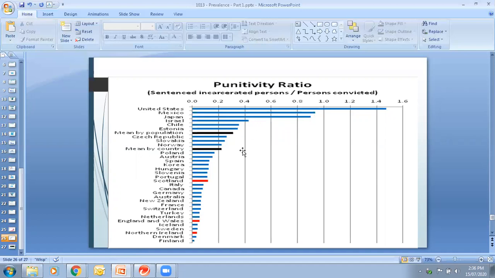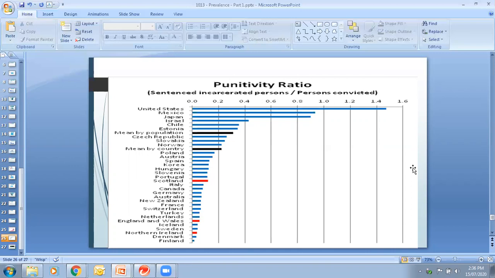Israel, Chile, and Australia, we're right down here, okay, at less than 0.2. So these are the countries down here that are not so punitive and are willing to use other types of punishment rather than just incarcerating people into prison, because it doesn't work. Okay, so it's interesting when you look at the countries, how they approach and feel about punishing people.